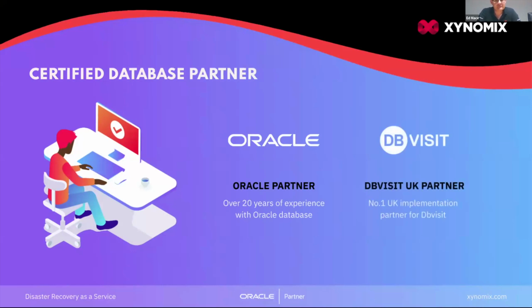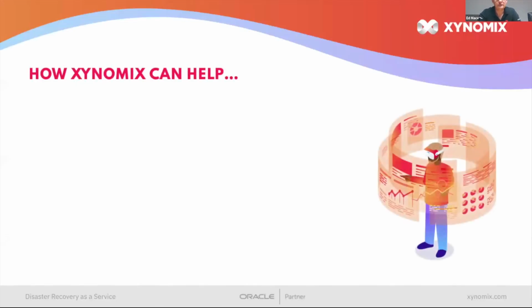We're also a Dbvisit partner, and again, have been for a number of years. We are their UK number one implementation partner. I'm proud of that fact. So not only do we have the capabilities and skills in and around the database tier, but in addition to that, we have a huge amount of experience and skills within the Dbvisit component too. So we can competently, confidently deploy it, implement it, whether it's on-prem or in Oracle Cloud Infrastructure, which means that you've got a partner that obviously can assist you with that resilience piece too.